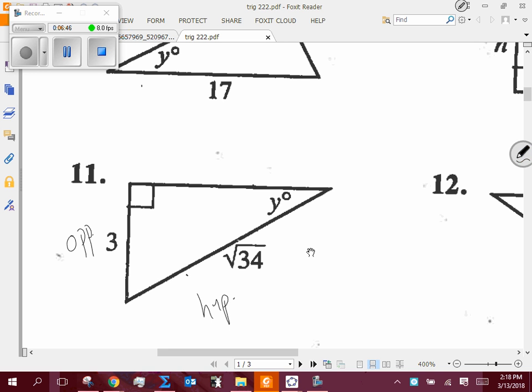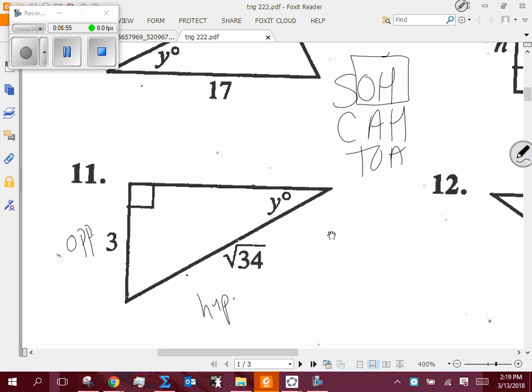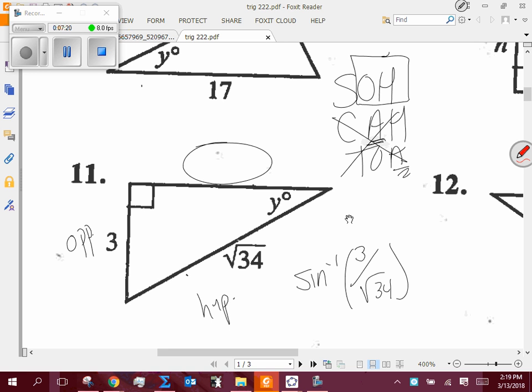What uses opposite and hypotenuse? Guys, this is not hard. Remember SOHCAHTOA. Opposite, hypotenuse. So sine inverse uses the opposite side, which is 3, and the hypotenuse, root 34. Does that make sense? I can't use cosine or tangent because I don't have the adjacent side, which would be this side here. So those are out of the equation.